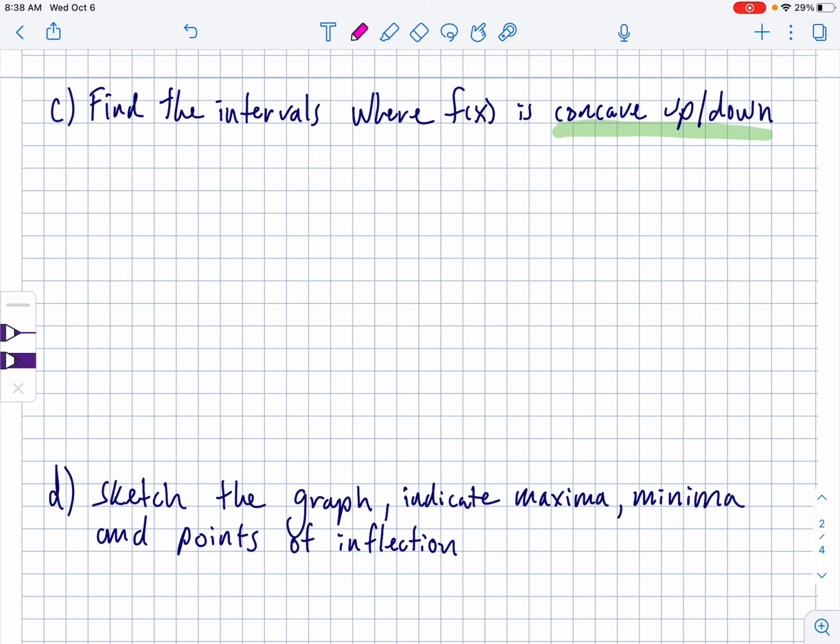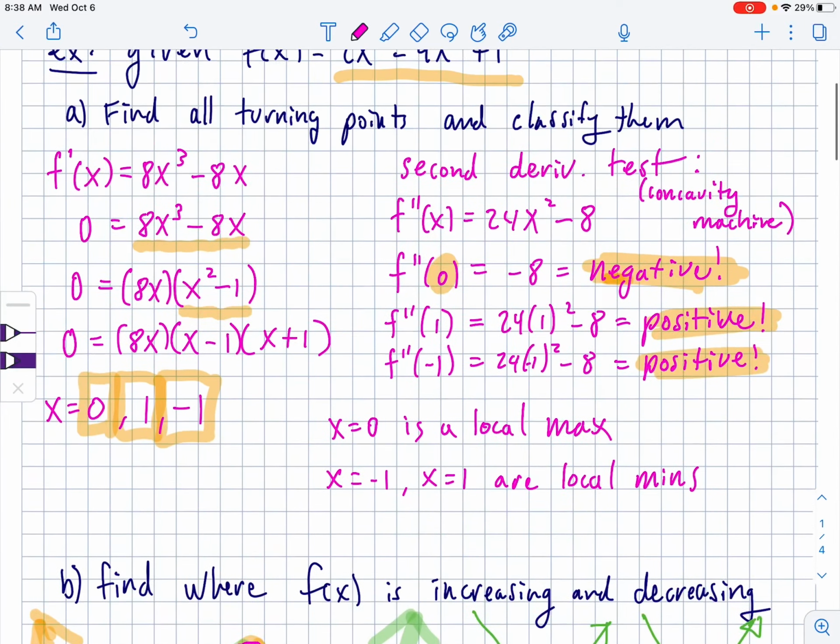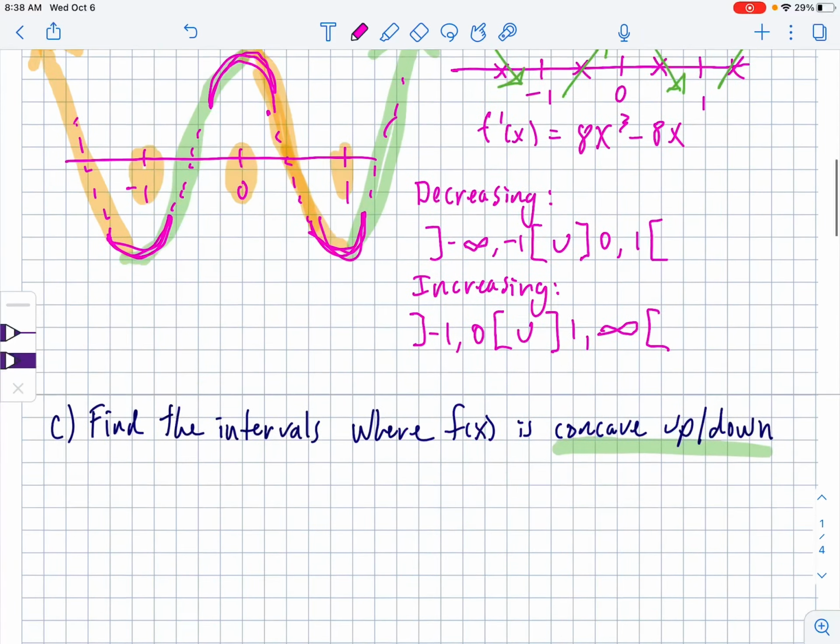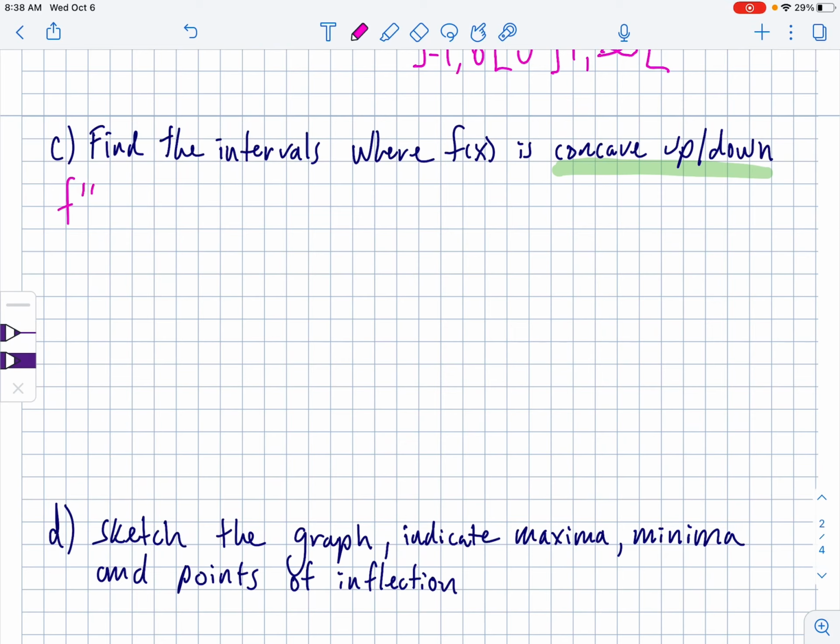Find the intervals where f of x is concave up, down. Now, because it has to do with concavity, that is second derivative. So I'll scroll up and find my second derivative. It is 24x squared minus 8. So the second derivative tells you where it's going concave up and concave down. And when the second derivative is equal to 0, that's when the concavity switches from concave up to concave down, which is aka an inflection point.